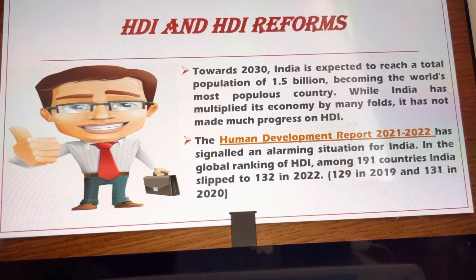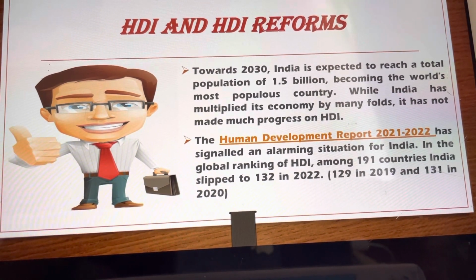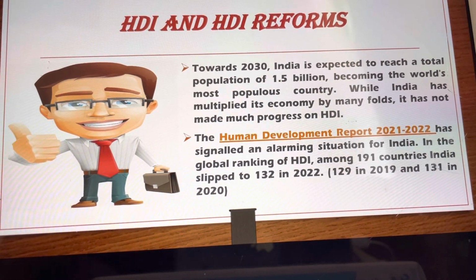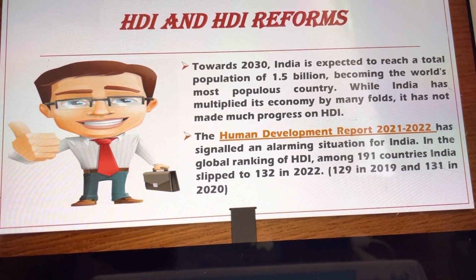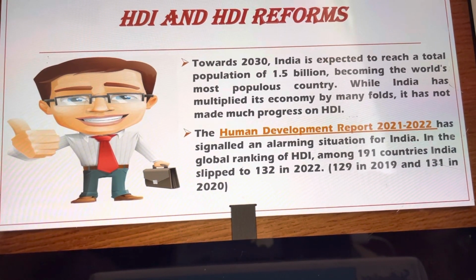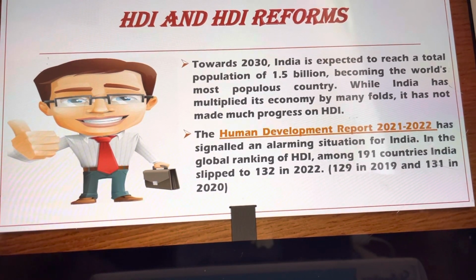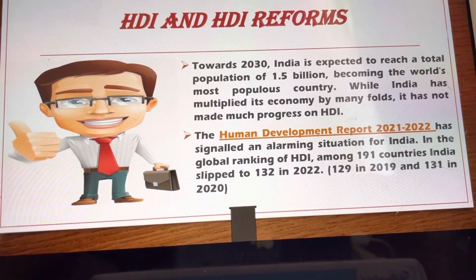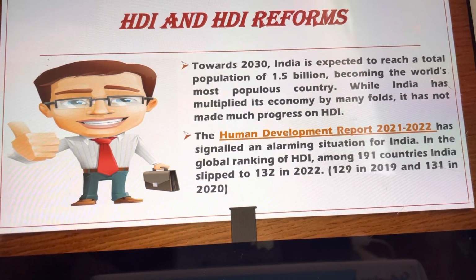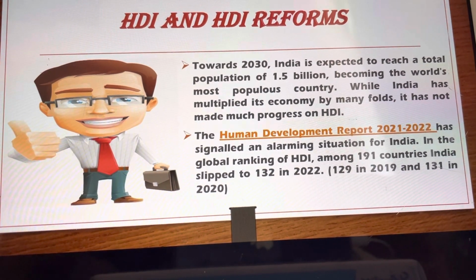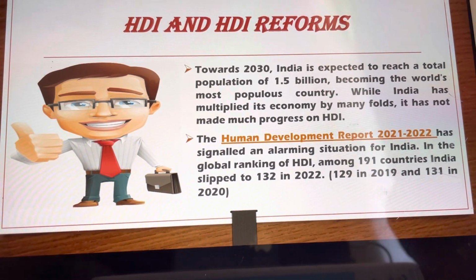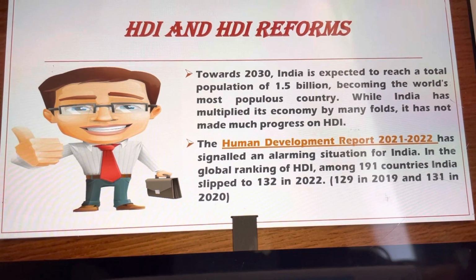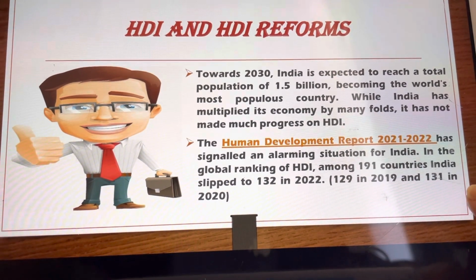The Human Development Report 2021-2022 has signaled an alarming situation for India. In the global ranking of HDI among 191 countries, India slipped to 132 in 2022, from 129 in 2019 and 131 in 2020. Economic growth is increasing, progress is increasing, but the HDI score is slipping.